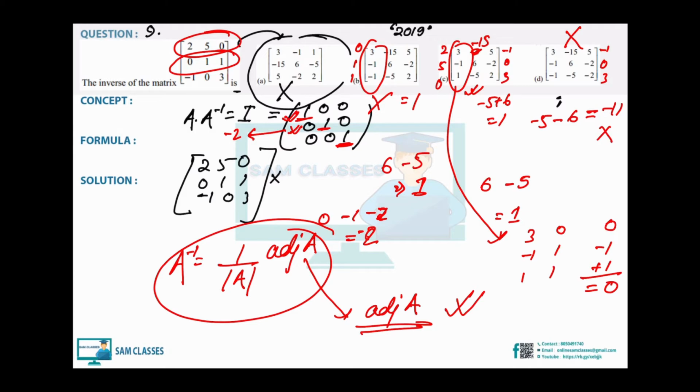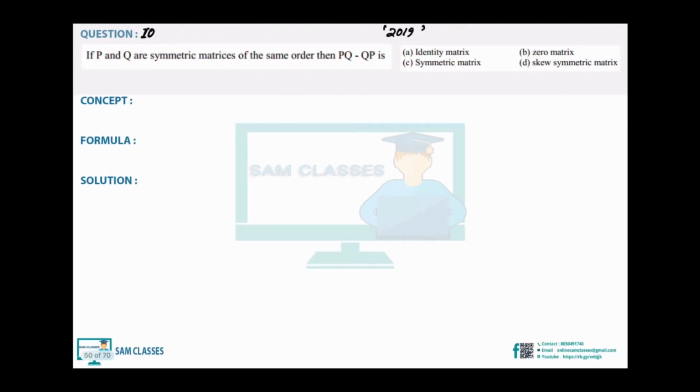In most of the inverse questions, we'll just multiply and check whether they are able to generate the identity matrix or not. Okay, and we'll try eliminating while doing this. Okay, done. Now let's see the next question. The second question we have already done previously. It's very simple. P and Q are symmetric. So I'll go a bit fast.